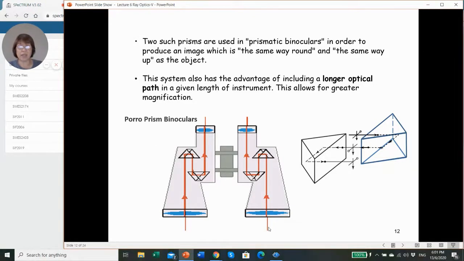Here we have the ray that enters, gets reflected in the first prism and then the second prism, and this goes to your eye. This system also has the advantage of a longer optical path because of the folding of the ray here, and that would allow for greater magnification.